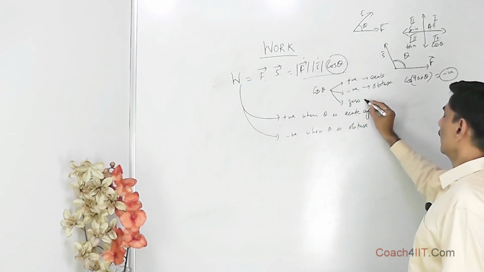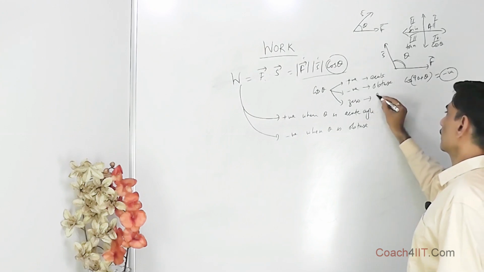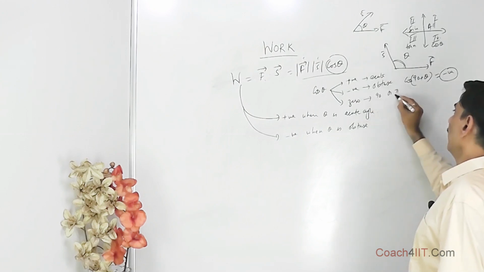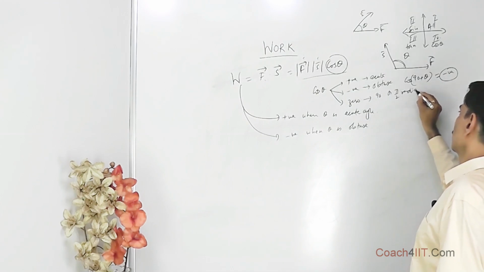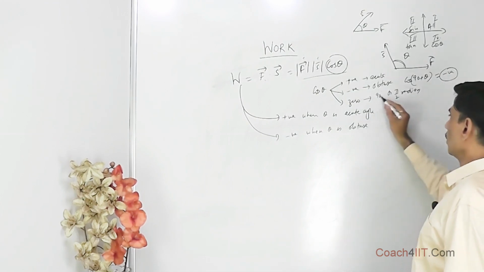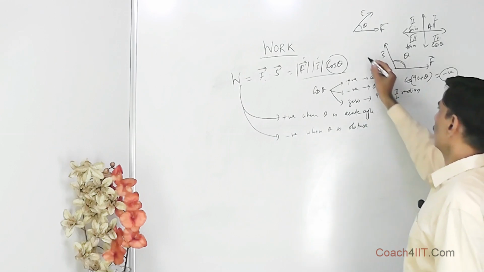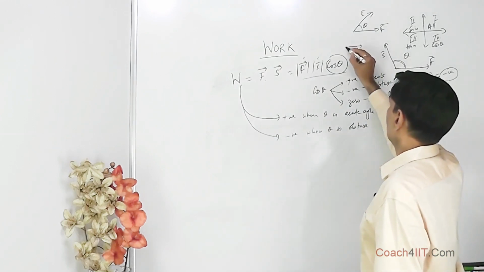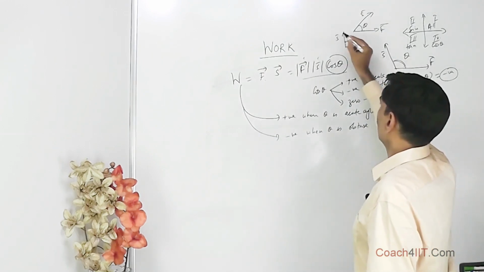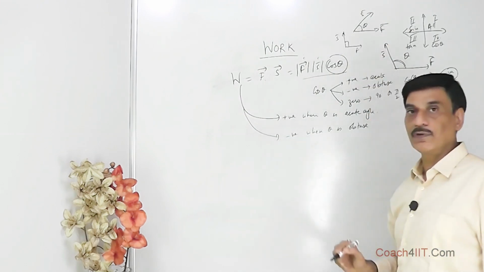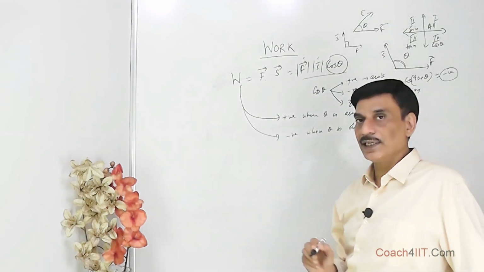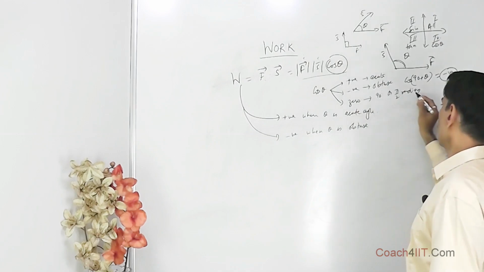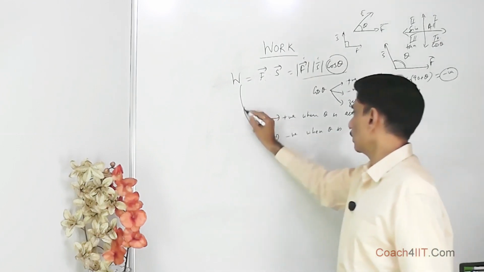And when is it 0? When it is 90 degrees or pi by 2 radians. Obviously, cos 90 is equal to 0. So when the force is in this direction and the displacement is at an angle of 90 degrees, that is, the angle between both of them is 90 degrees, then the work is going to be 0.